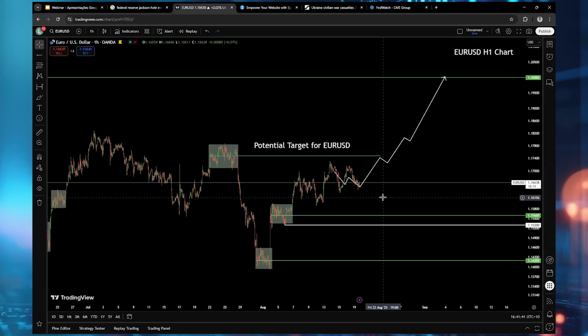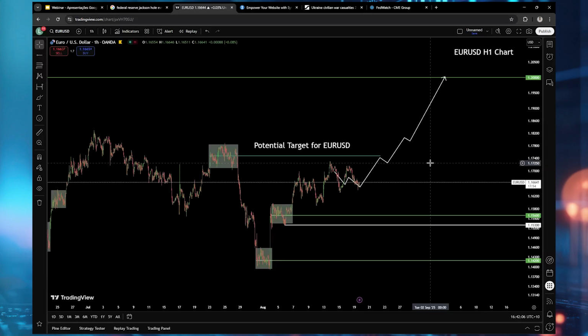We have some boxes to the downside. We have one box to the upside, and we have a potential target for the euro dollar at around 1.18. Let's call 1.18, around 118. Okay, it was more likely 1.17500, but yeah, 1.17500, 1.18 is my target for the euro dollar.